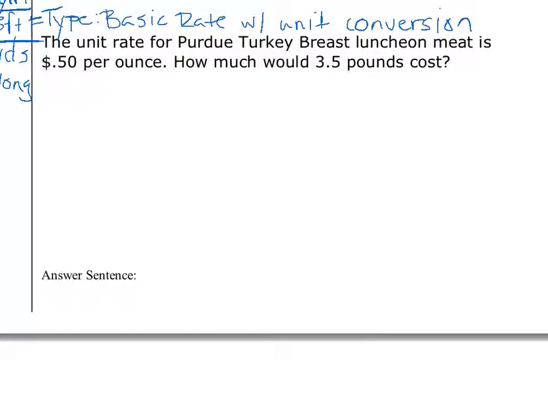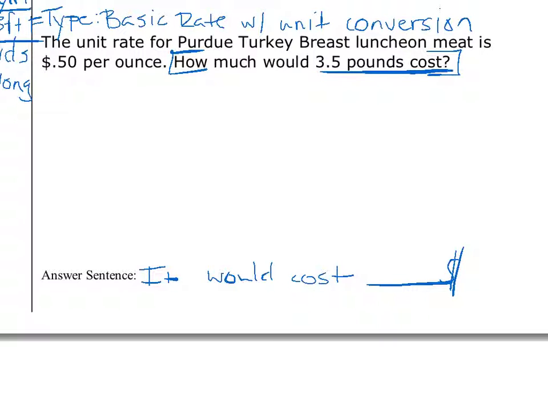All right. The unit rate for Purdue turkey breast luncheon meat is 50 cents per ounce. How much would 3.5 pounds cost? All right, so looking at this, again, looking at my answer sentence, how much would 3.5 pounds cost? It would cost blank dollars. So again, we're pretty obvious here.